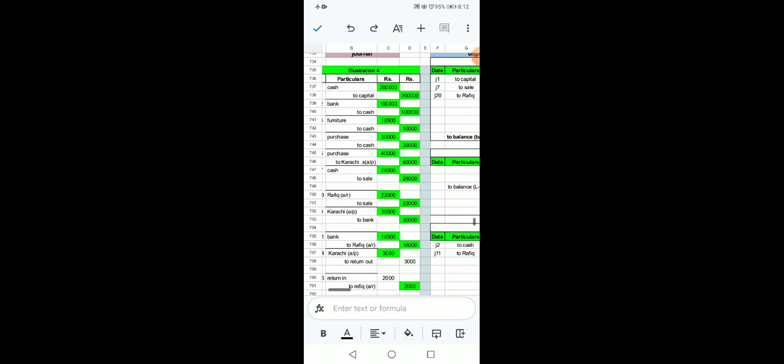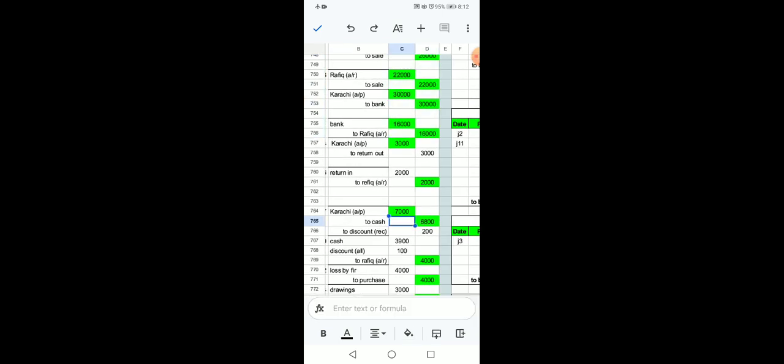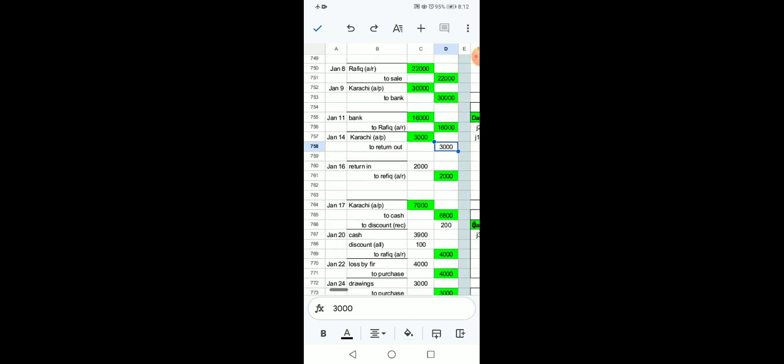Now we are supposed to make ledgers for the transactions which are unmarked. You have seen over here, these are the transactions which are already marked. That means these journal entries have already been posted into the ledgers. So what we need to do is make ledgers for the rest of the journal entries. Here this transaction has not been marked. It means the next ledger we are going to make is for return out.